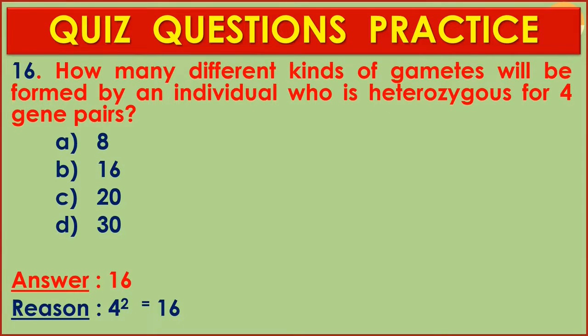The reason is that when we talk about 2 gene pairs, as in the case of law of segregation, here we took 2 to the power 2, so in that case 4 types of gametes are formed. But in that case, we are talking about 4 gene pairs, so here we take 2 to the power 4. 2 to the 4 is 16, so the answer is 16. 16 different types of gametes are formed in this case.